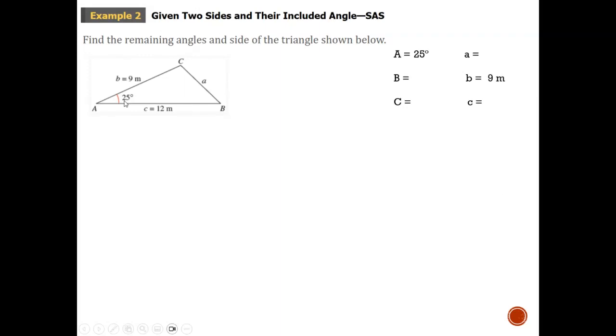We have angle A, we have side B, and we have side C. Now, if we had a pair, sorry.